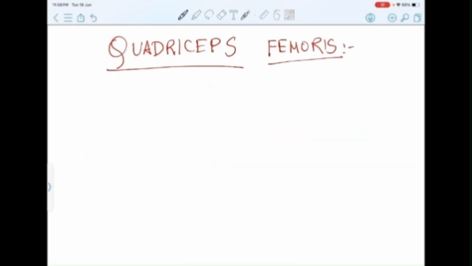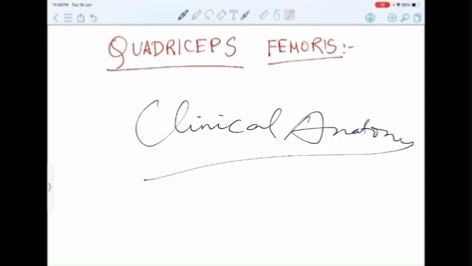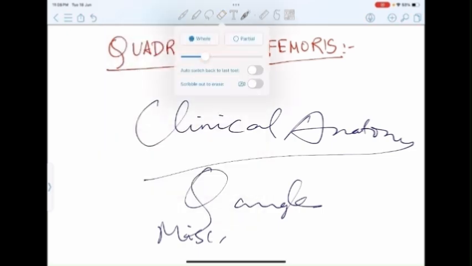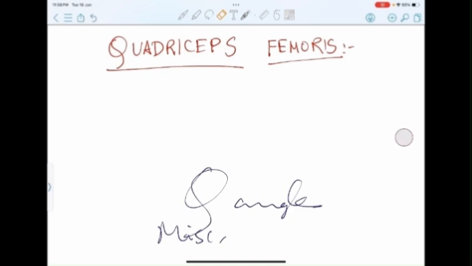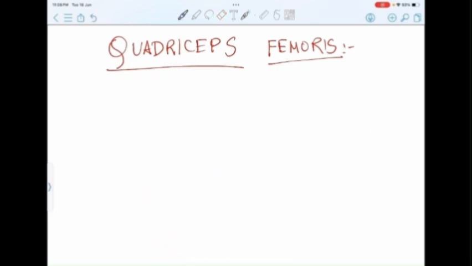First of all, we'll write a basic introduction to the muscle. Then we'll move on to the tabular format and details of each and every muscle. Finally, we are going to go into some clinical anatomy, mainly the Q angle. And we'll have a miscellaneous topic, which is not related to this, but it's convenient to cover it here. So first of all, some basic points.